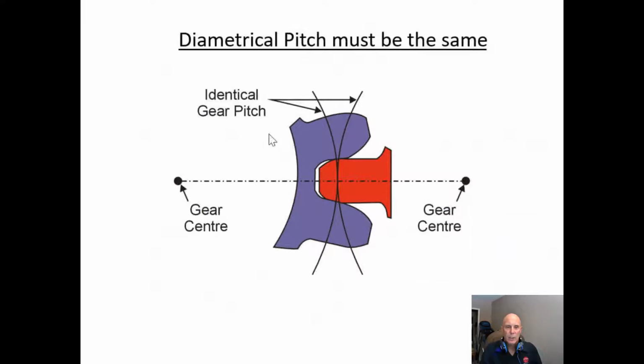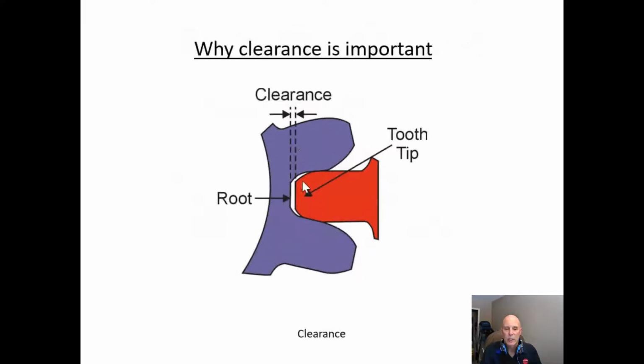A couple of things that we have to be aware of when we're running gears together is we need a clearance between the tip of one tooth and the root of a second tooth. That is to retain some oil and also to give us a little bit of clearance so that we're not pushing those two teeth together, because what happens then is we generate a large amount of heat and we start getting excessive wear.